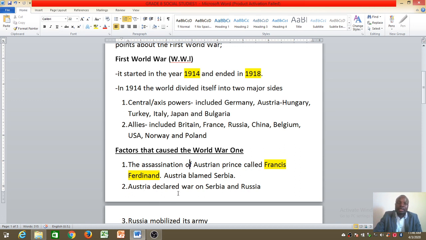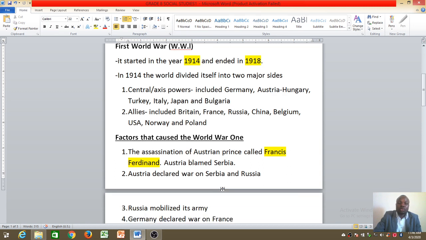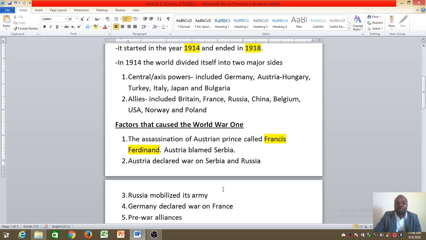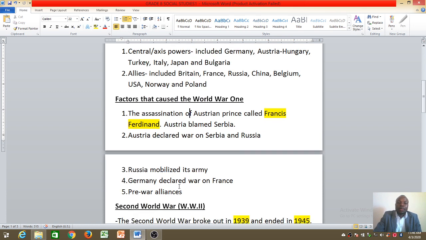Austria declared war on Serbia and Russia. Russia mobilized its army. To mobilize means to bring the army together and make them ready to fight. So Russia mobilized its army. They gave the army the weapons, all the things that they needed for war.